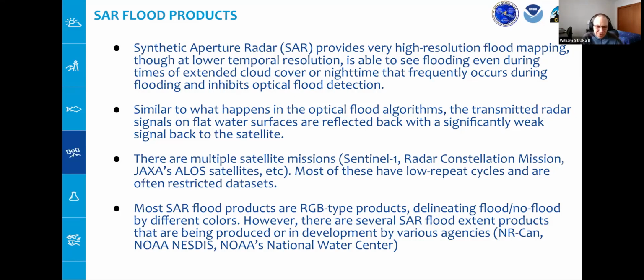In addition, most SAR products are actually these RGB qualitative type products, which delineate flood, no flood by simply different colors. But there are several SAR flood products that are quantitative, that are being produced or being developed by various agencies, such as NRCan in Canada, Copernicus EMS, NOAA NESDIS, and the National Water Center at NOAA.